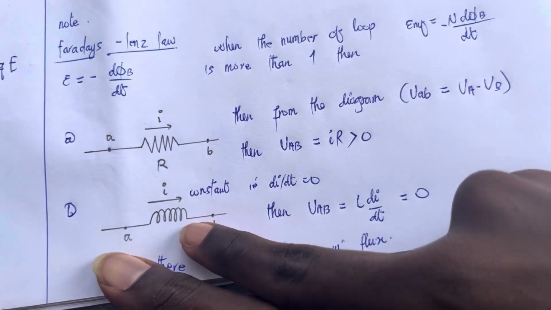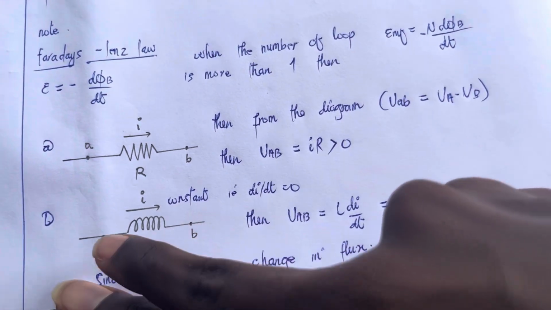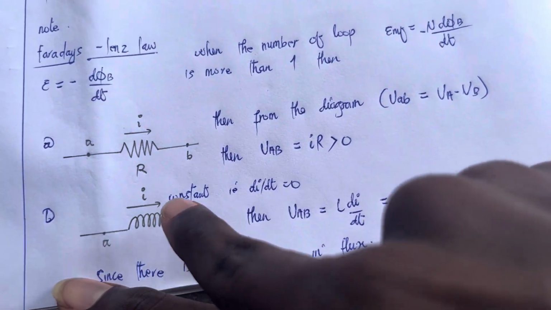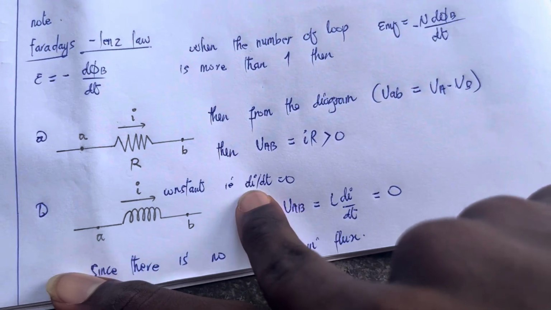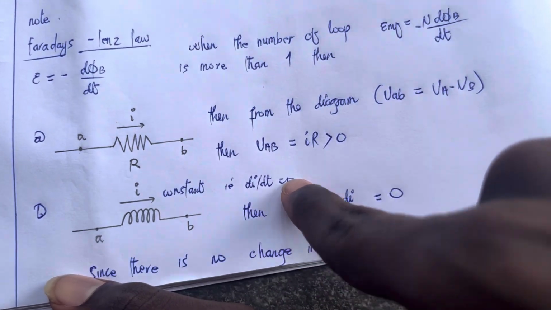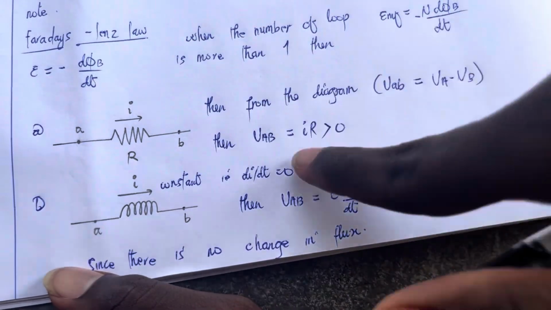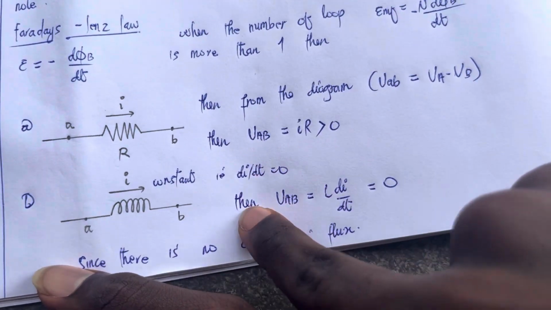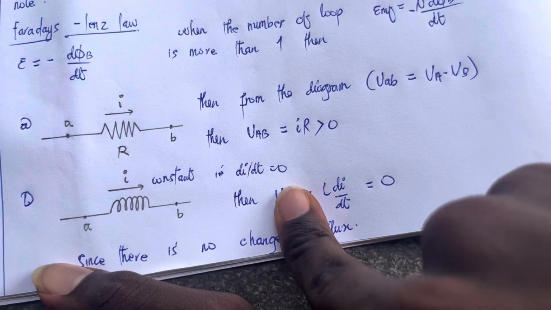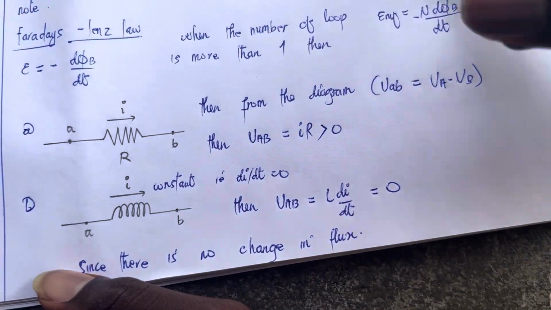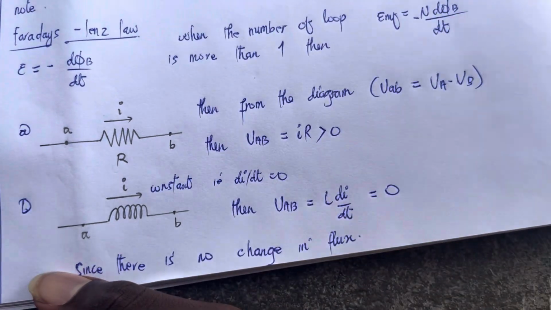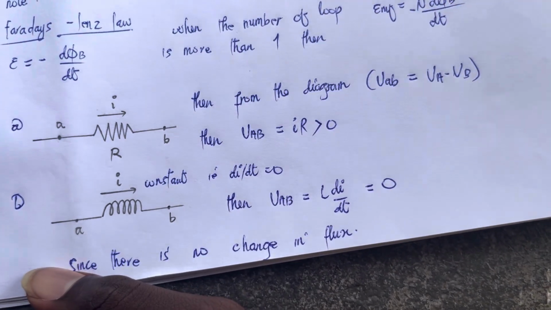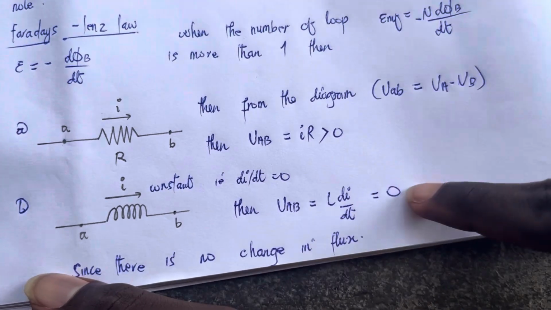But when the current is constant, look at this side, it has been indicated that the current is constant. So this means that what? The change in I divided by the change in t is equal to 0. And when the current is constant, the magnetic flux that will be produced will also be constant. And from Faraday's law that I stated earlier, when the magnetic flux is not changing, there will be no induced EMF.